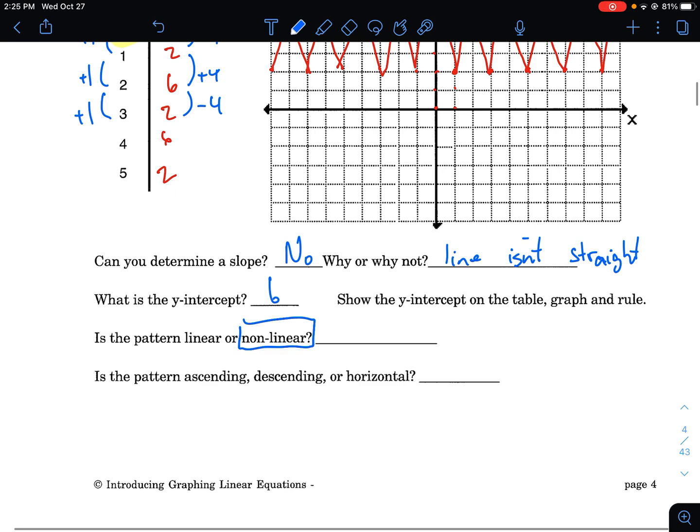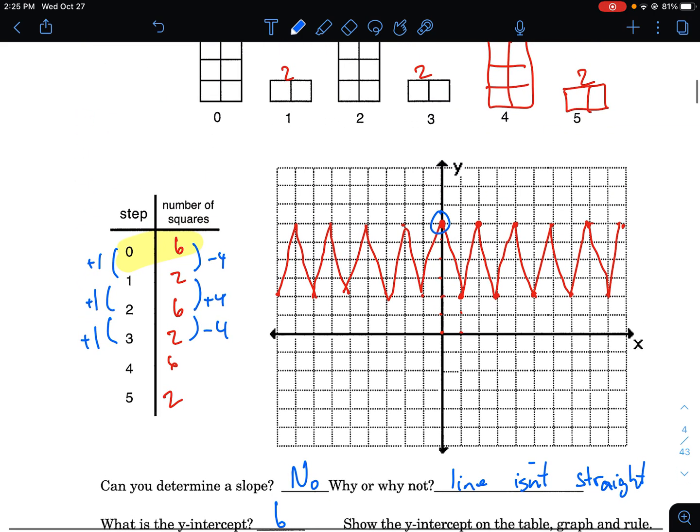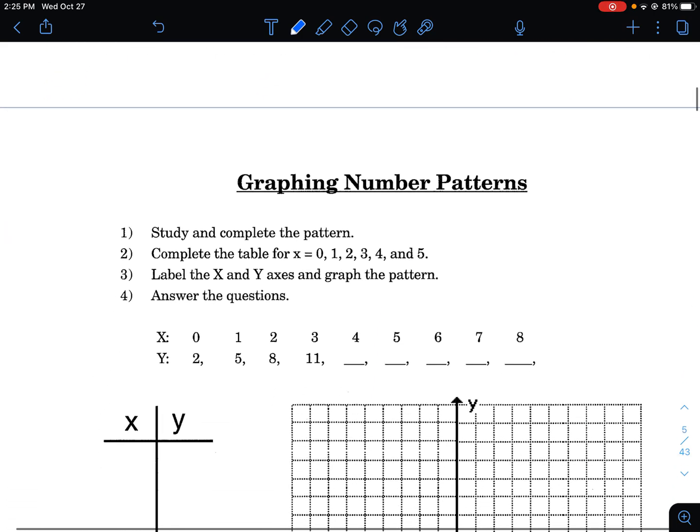Is it ascending, descending, or horizontal? Technically, it's ascending at some parts, and it is descending at some parts. You could say it's neither, or you could say it's kind of doing both ascending and descending, which is a problem. Let's go to the next one.